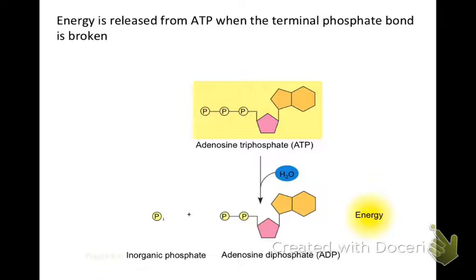Alright, so the big idea behind all this is that ATP is a chemical molecule that has the potential to release energy when you break that third phosphate bond. And when you break that third phosphate bond, you release chemical energy, as shown here.